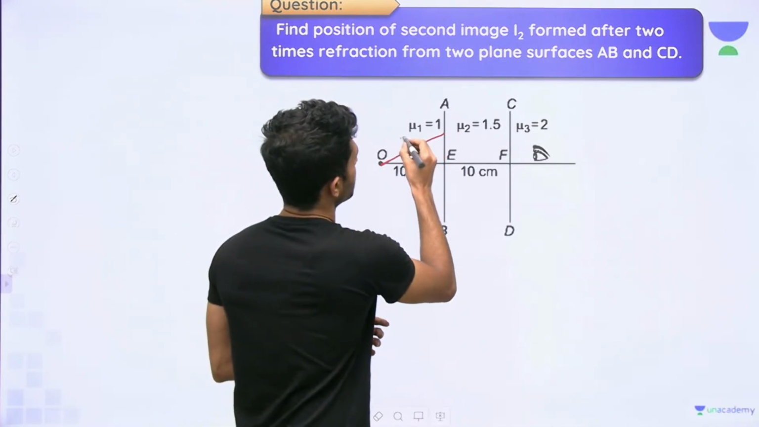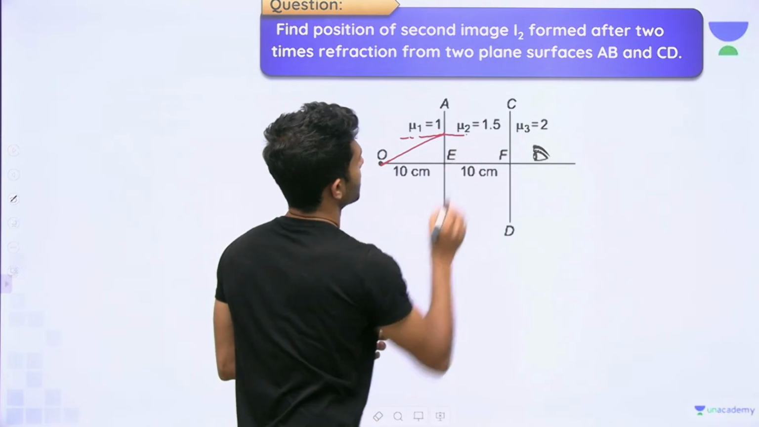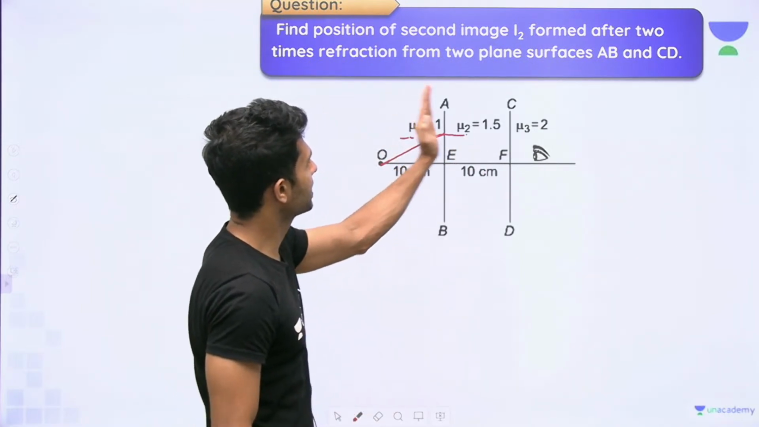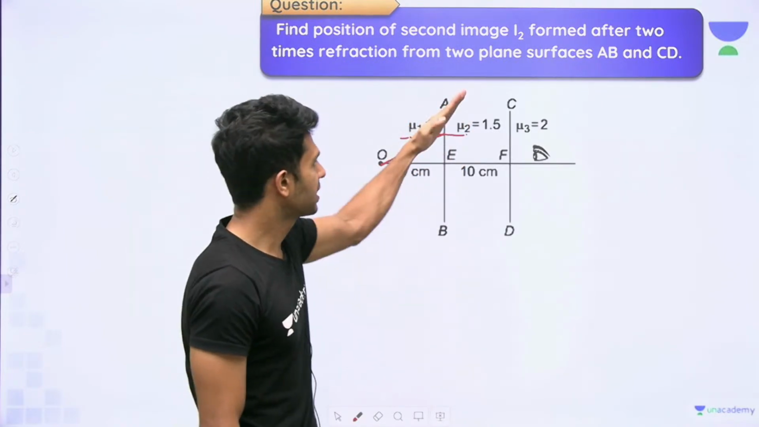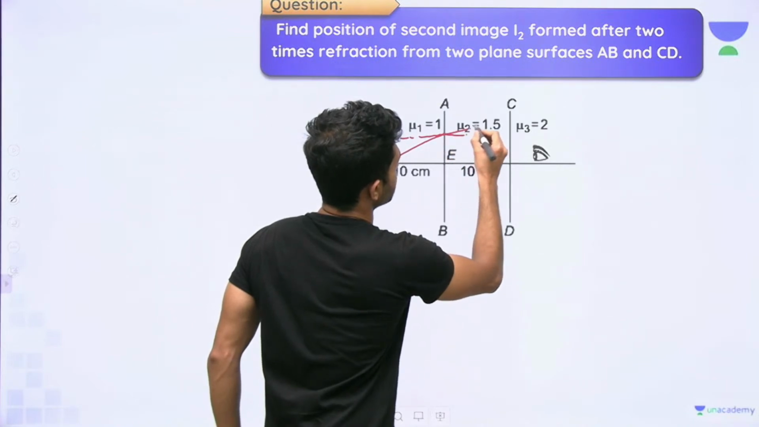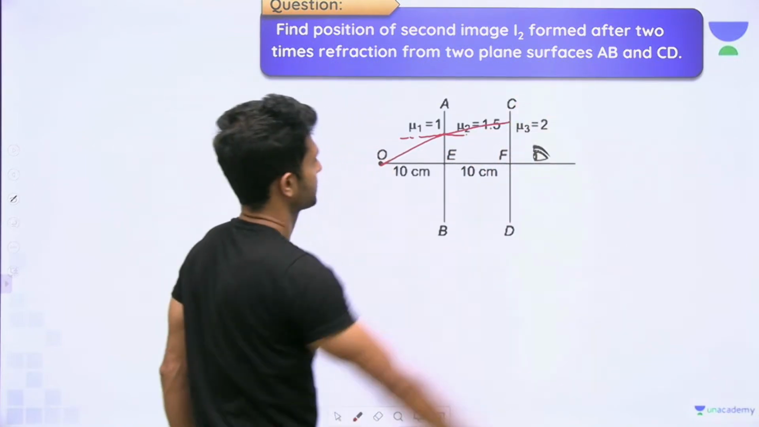So for that you need to draw the normal. Done, and it is moving from rarer to denser. So how will it be bending? It will be bending towards the normal. So it will go like this after bending.